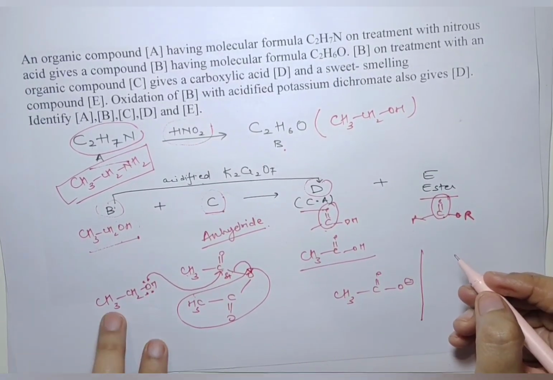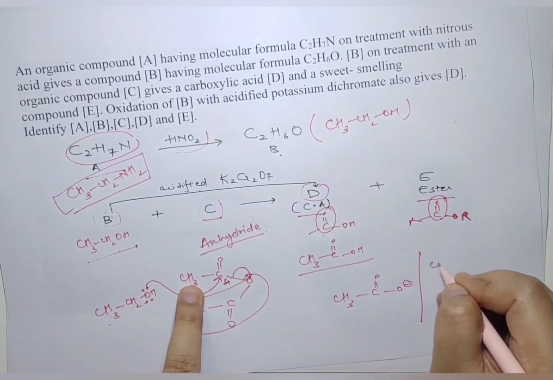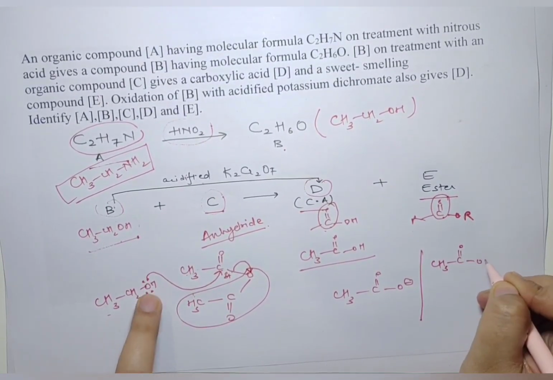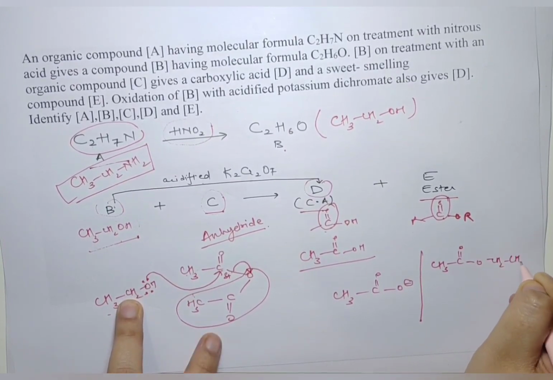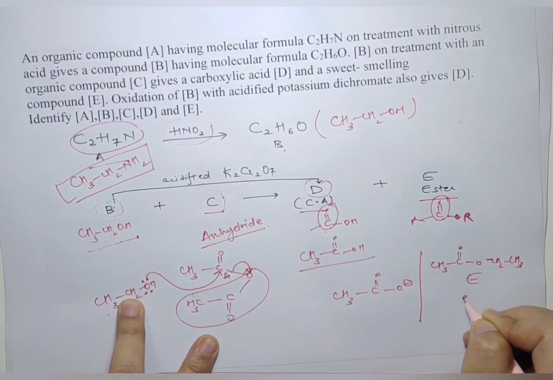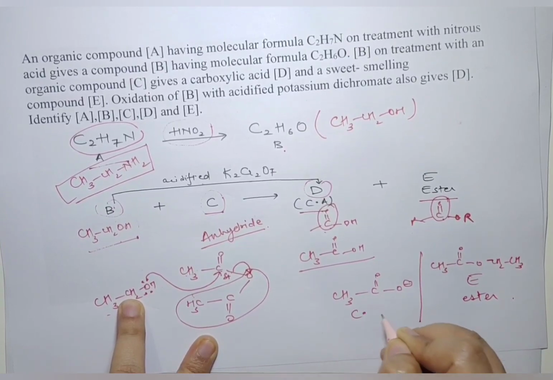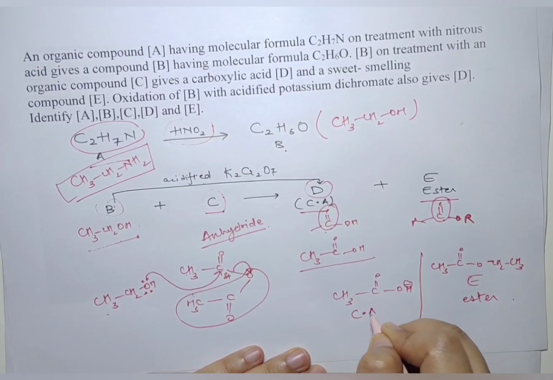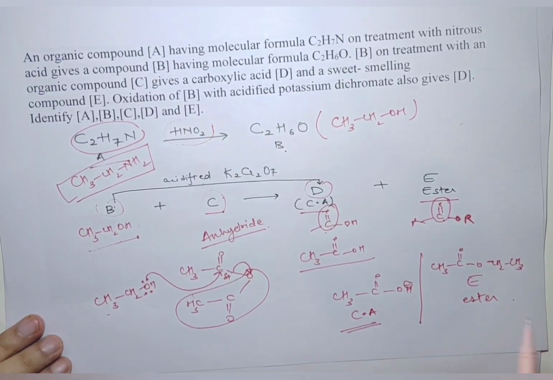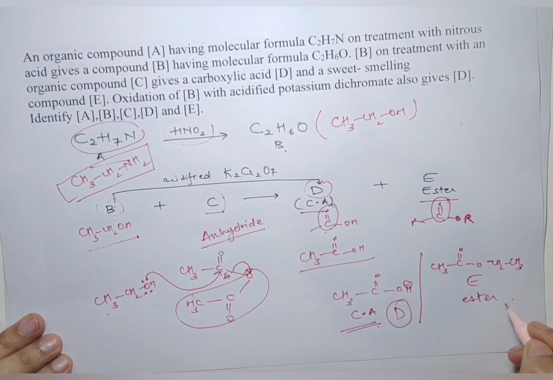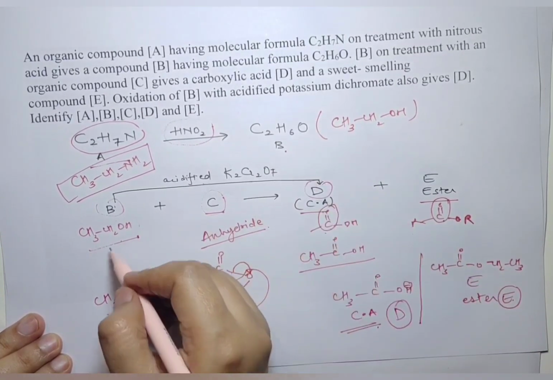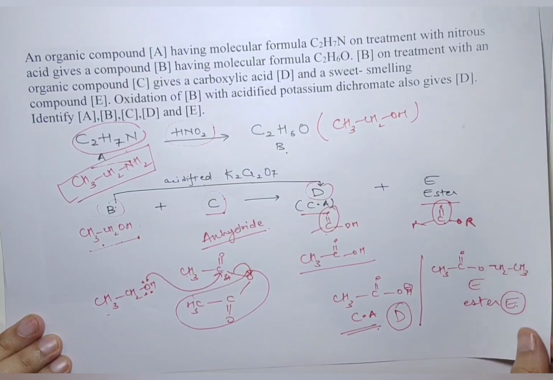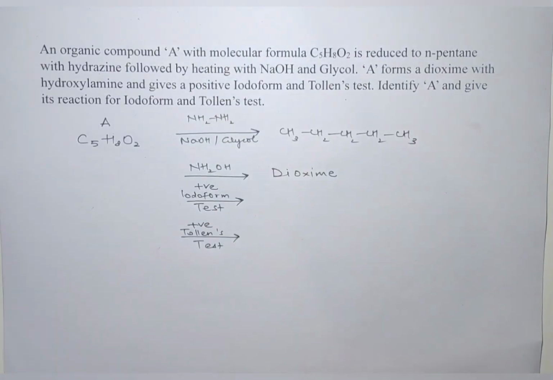So let's start with this. CH3, C double bond O, then O, then CH2, and then CH3. So this is your ester, and this is your carboxylate ion, which upon hydrolysis would give you carboxylic acid. Okay, so this is your D, E, B would be your alcohol, and A is your ethylamine. Okay, let's move on to the next question.